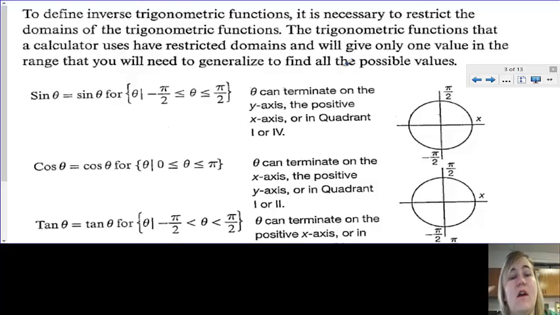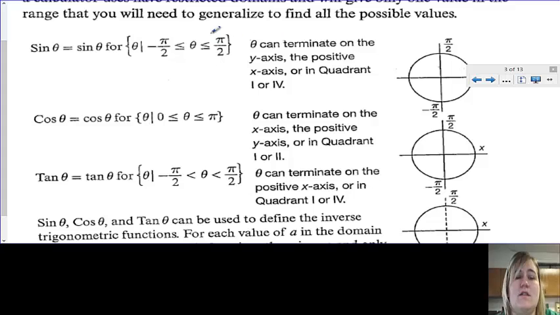It says to define inverse trigonometric functions, it is necessary to restrict the domains of trigonometric functions. The trigonometric functions that a calculator uses have restricted domains and will only give one value in the range that you will need to generalize to find all possible values. So sine for theta, it says ranges between negative pi over 2 and pi over 2. So it says theta can terminate on the y-axis, the positive x-axis, or in quadrant 1 or 4.